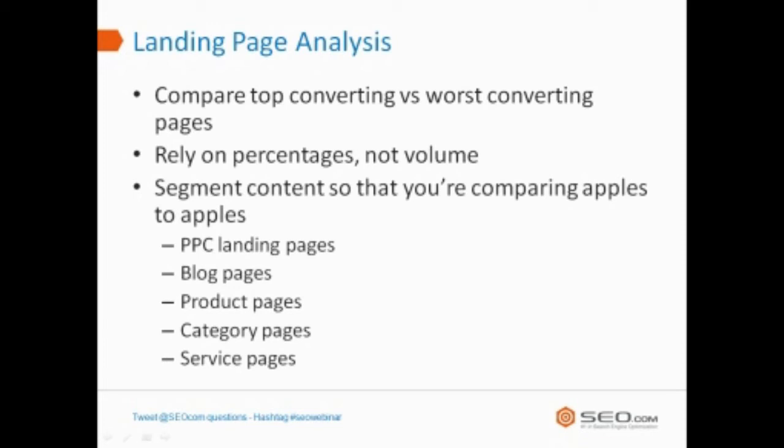Again, segment your content so you're comparing apples to apples. So don't just go to the landing page report, sort by highest conversion rate to lowest conversion rate. You need to do some segmenting first and look at, okay, PPC landing pages. What's my highest converting PPC landing page? Okay, how about blog articles or my product pages or my category pages? Compare apples to apples, and you'll start to get into some really good stuff. And why does my shoes category page convert at such a higher rate than my shirts page when it's essentially the same sort of product, price range, and everything?